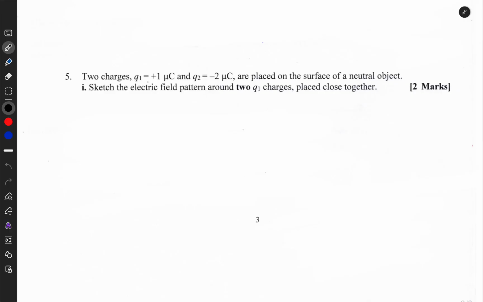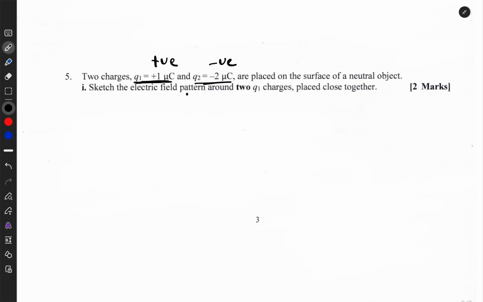They give us two charges: Q1, which is this charge, and this is a positive charge, of course. And Q2, which is obviously a negative charge. It's negative 2 microcoulombs. These are placed on the object. Sketch the electric field pattern. So they're checking if you know electric field line patterns, okay?